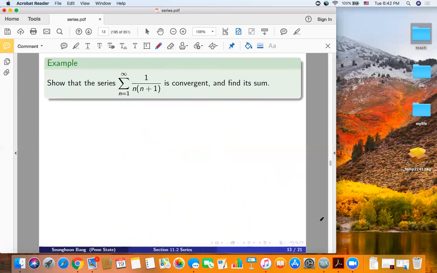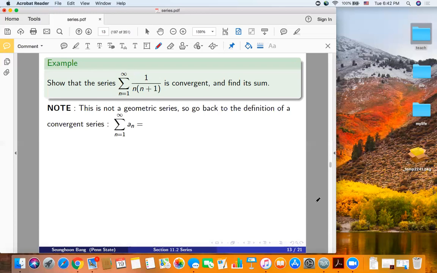Show that the series is convergent and find its sum. This is not a geometric series. How can you solve this problem? Note, this is not a geometric series, so go back to the definition of a convergent series. The summation from n equal to 1 to infinity of a_n is the limit of the partial sum, the limit of the summation i equal to 1 to n of a_i as n approaches infinity. The partial sum is S_n. So this is the idea.